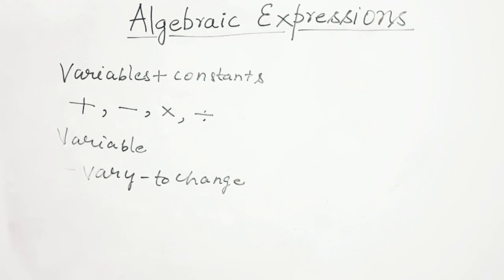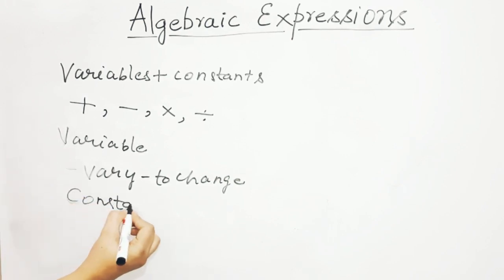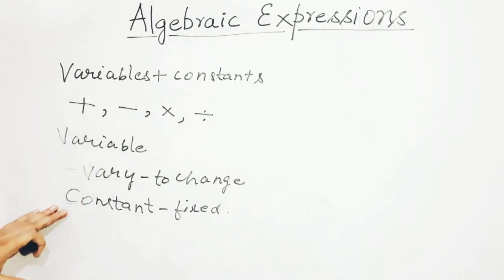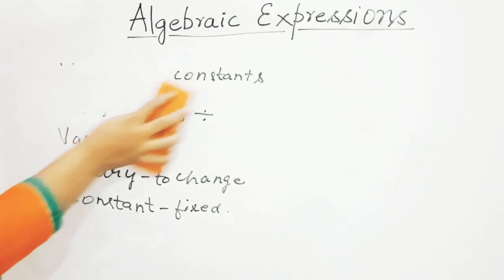Now what about constant? What is a constant? We all know that constant means something that is fixed, whose value does not change. Something that is fixed, whose value has no change, that is called a constant. A symbol having a fixed numerical value is called a constant. Right, students? So let me explain further about variables and constants. Please pay attention. Now I will take an example of an algebraic expression to explain variables and constants. Okay students?